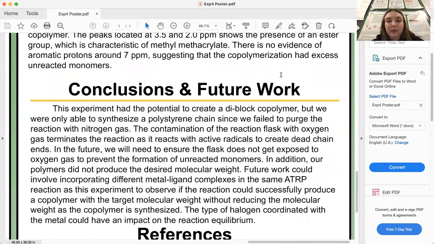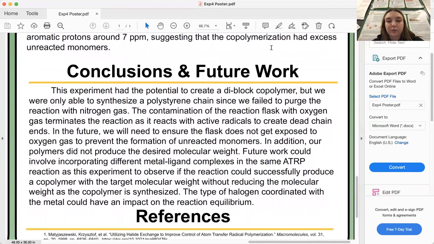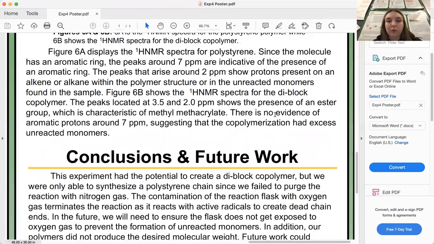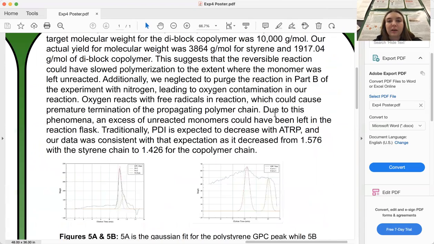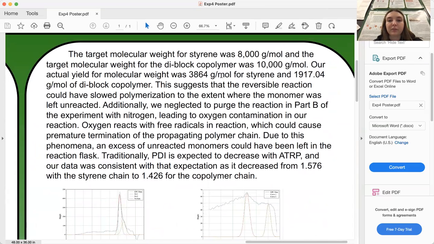As far as future work, we would intend to actually purge the reaction flask to eliminate any chance of oxygen contamination. By furthering this experiment, we could try using different metal ligand complexes in the same ATRP reaction to observe if the reaction could successfully produce the copolymer with the target molecular weight without reducing the molecular weight as the copolymer is synthesized, only because the molecular weight in our experiment resulted in something much lower, such as 3,800 grams per mole for styrene and 1,900 grams per mole for diblock copolymer when we expected 8,000 and 10,000 grams per mole.